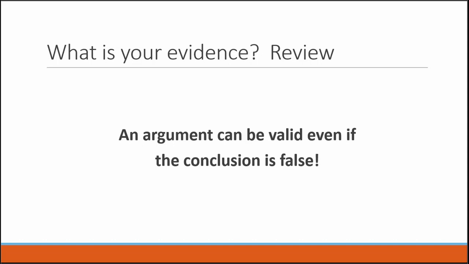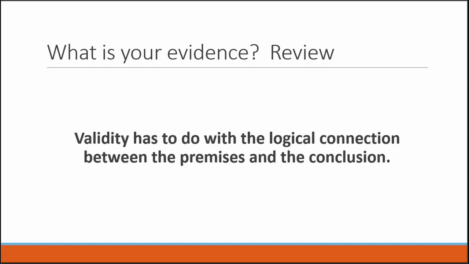If you have a valid argument with a false conclusion, what do you know? You know at least one of the premises must be false. So we remember, validity has to do with the logical connection between the premises and the conclusion. Are the premises connected to the conclusion in such a way that if the premises were true, it would be impossible for the conclusion to be false?